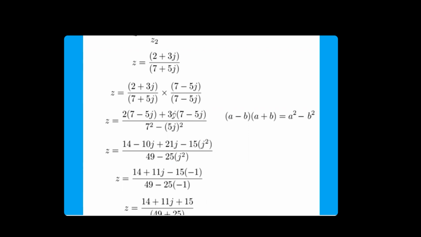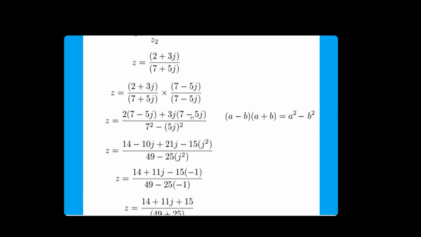Next, multiply both the numerator and denominator. From the previous video, you learned how to multiply complex numbers. So in the numerator, multiply 2 with 7 minus 5j and 3j with 7 minus 5j. In the denominator, we have an advantage. We are multiplying 7 plus 5j with 7 minus 5j, which is in the form (a plus b) times (a minus b), using the algebraic identity. (a plus b)(a minus b) equals a squared minus b squared. The denominator becomes a squared minus b squared.